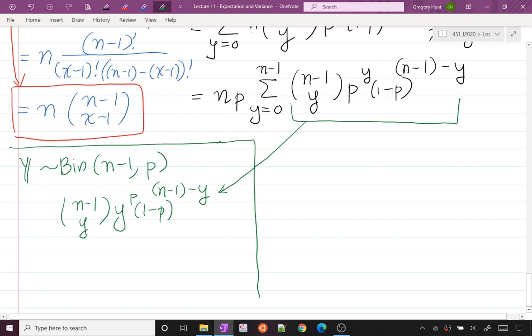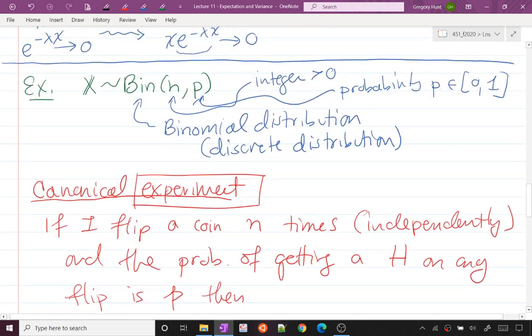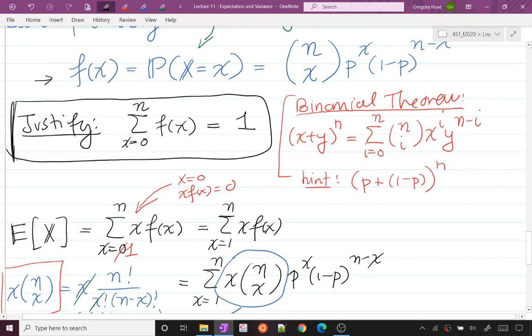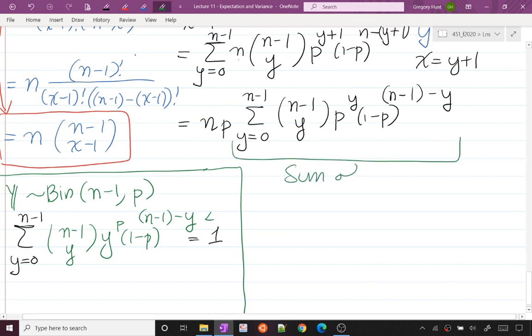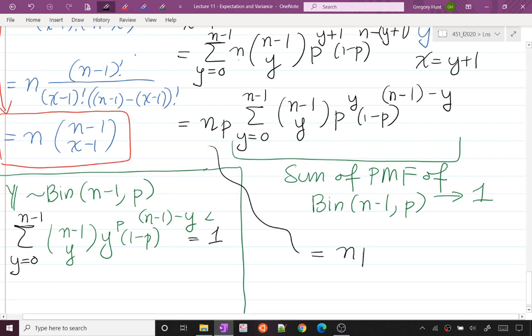And what that means is that if I look at the sum over the whole support of y, 0 to n minus 1, that has to give me 1, right? Why is that true? Well, if we go back up, I made this whole big deal about the fact that the sum of the PMF was 1. So this whole sum here is the sum of the PMF of a binomial n minus 1, p. And that has to be 1. So that whole thing collapses down to 1, and what we're left with is just what we factored out, an n and a p. And that's complete.